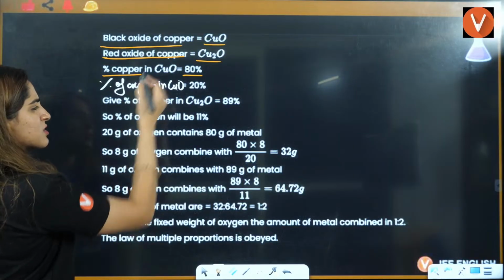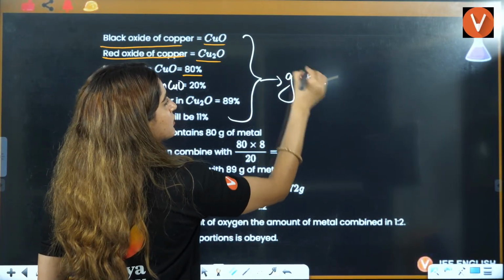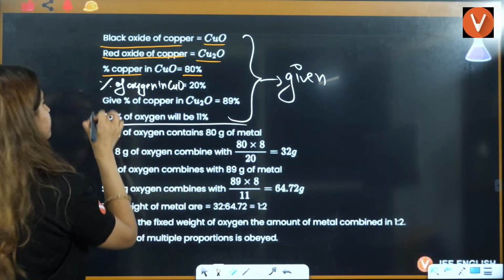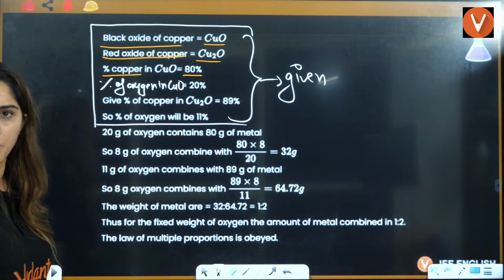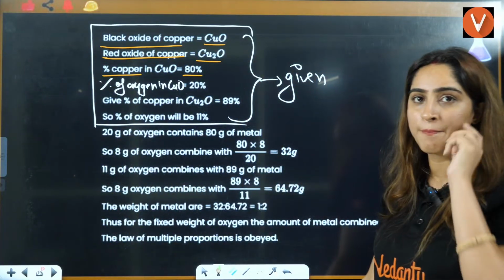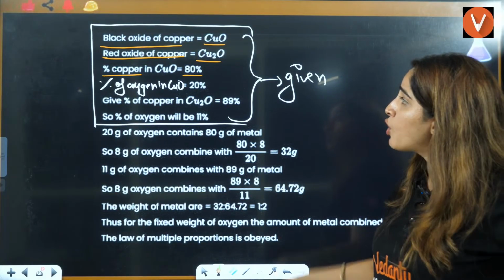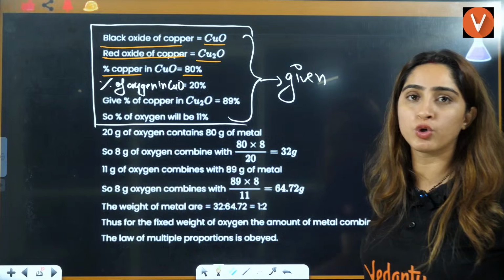That I have written all of this here. Now all of this is what is given to you, given in the question, that you don't have to worry about. Now let us see this. What I am asking you is to fix one thing. So this is CuO, this is Cu2O.